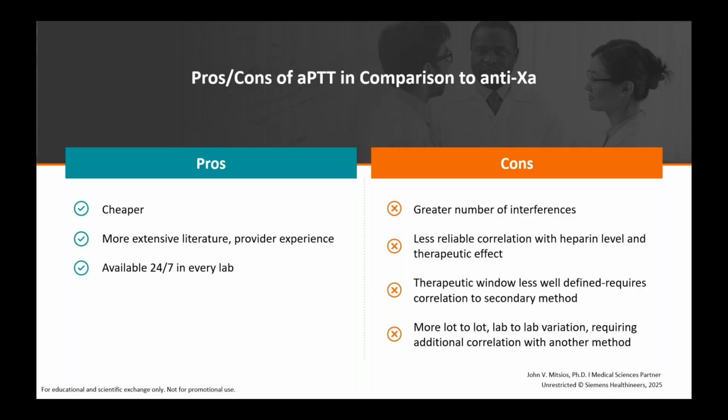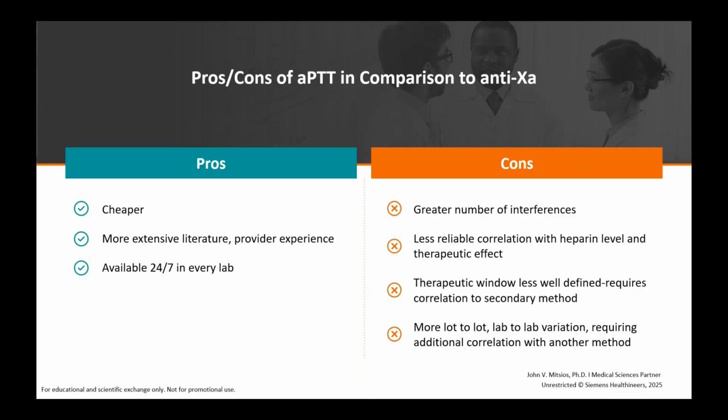There are also a number of cons associated, right? There's a greater number of interferences. We have to take into consideration the pre-analytical, the analytical, as well as the biological factors. Less reliable correlation with heparin level and the therapeutic effect, right? There's a slight delay, a little bit of a lag with the aPTT compared to that of the anti-10A. And the therapeutic window is really less well defined, right? So we saw that the 1.5 to 2.5 was really from a paper that was published in 1972.